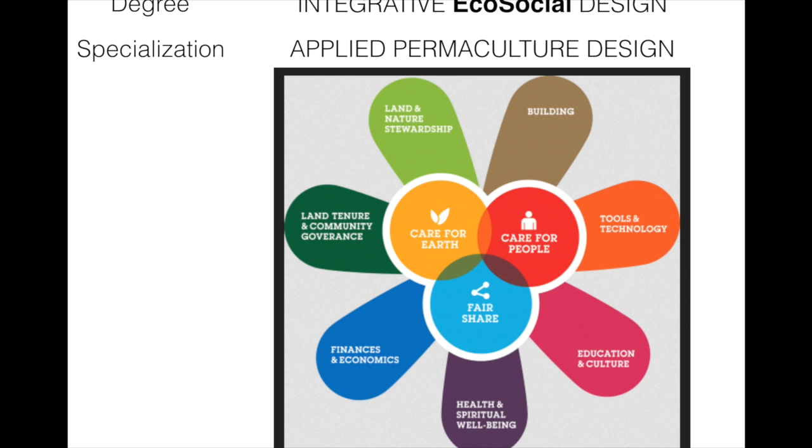Another overview page. So again, the degree that many of us are earning in integrative eco-social design, and my specialization is in applied permaculture design. So I wanted to, again, look at some of those OPs through this permaculture flower. And for me, my different OPs, many of them touch on education and culture and health and spiritual well-being and land and nature stewardship. But then, they all touch briefly on building. I do some cob building in one of them, and tools and technology with the PV installation. So every petal has been incorporated in my OPs.